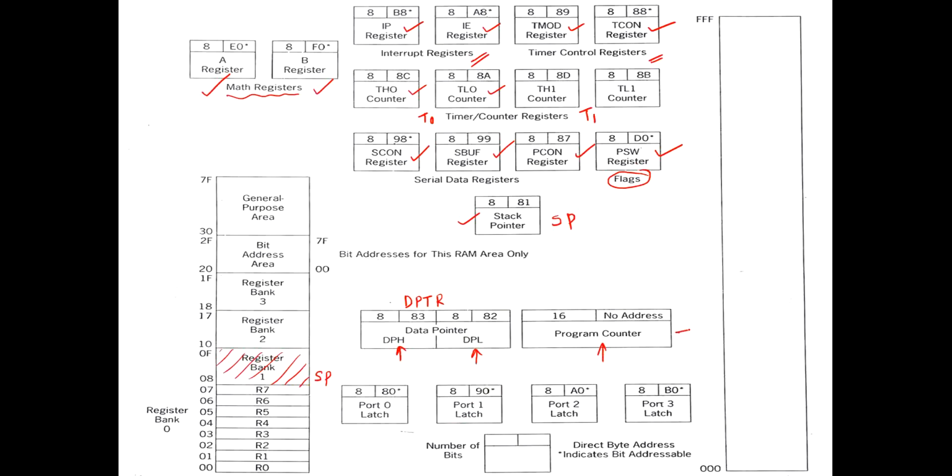This will fetch the address of the instruction and decide which instruction is going to be fetched. This is the process of the program counter. So this is 16-bit and this is also 16-bit. Probably they are going to ask an MCQ question: how many 16-bit registers are present in the 8051? There are two 16-bit registers. One is the program counter, and the other is the data pointer register.